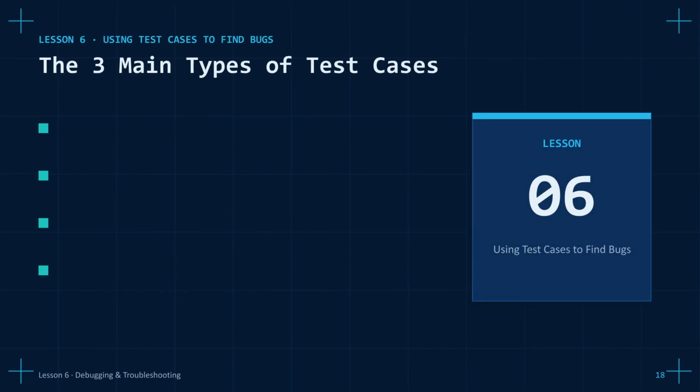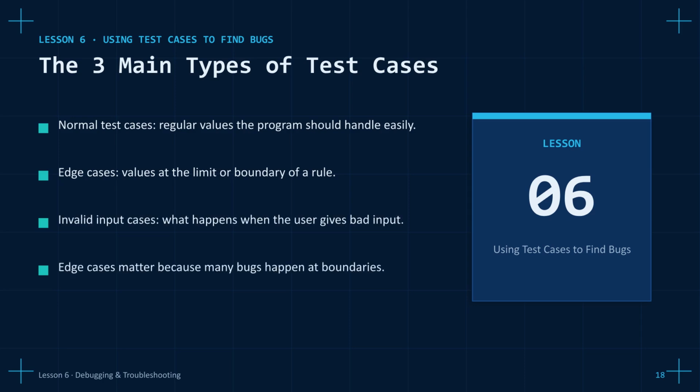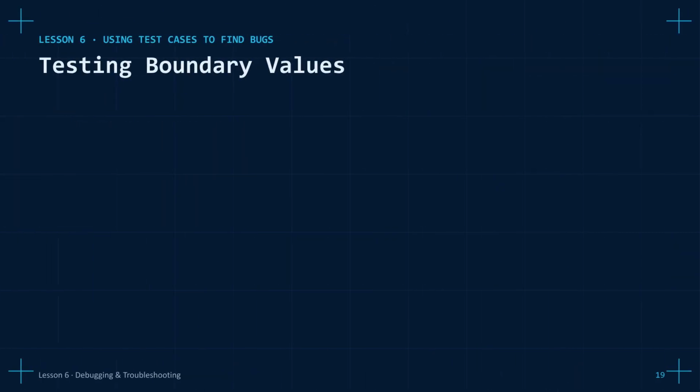We categorize test cases into 3 types: normal cases for standard values, edge cases for boundaries or limits, and invalid inputs for bad data. Edge cases are particularly important to test, as many software bugs hide right at the boundary of a condition. Let's examine a boundary error.